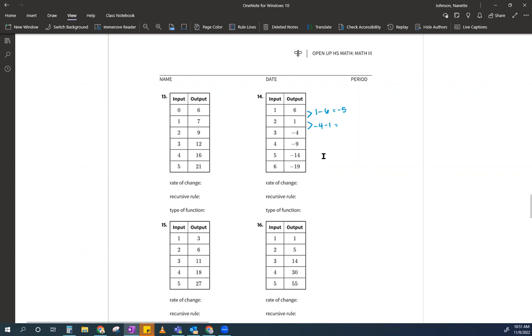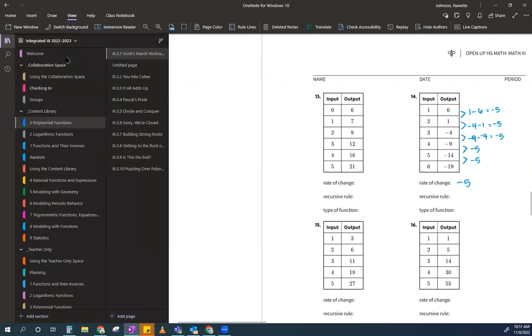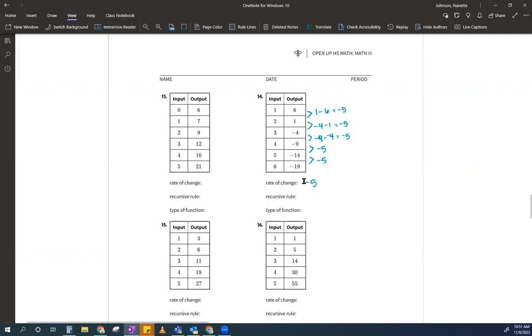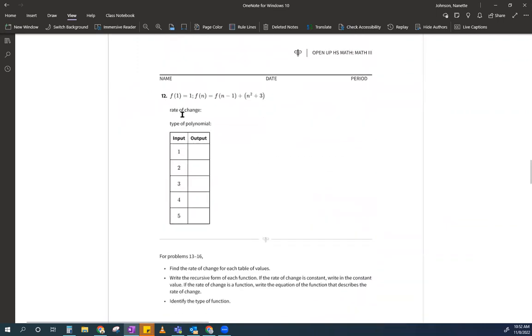My type of function, oh, it's not catching up to me. Let's see if I can get this to catch up. There it goes. So the rate of change is -5, because you see -5, -5, -5, -5, -5. That's my rate of change. My recursive rule, I'm going to skip for just a second. And my type of function, because these are all the same, you all know it's linear. First set of differences, meaning the answer is going to be x to the first. Your recursive rule going back up here is labeled in 2 parts: your first term and then the actual rule.